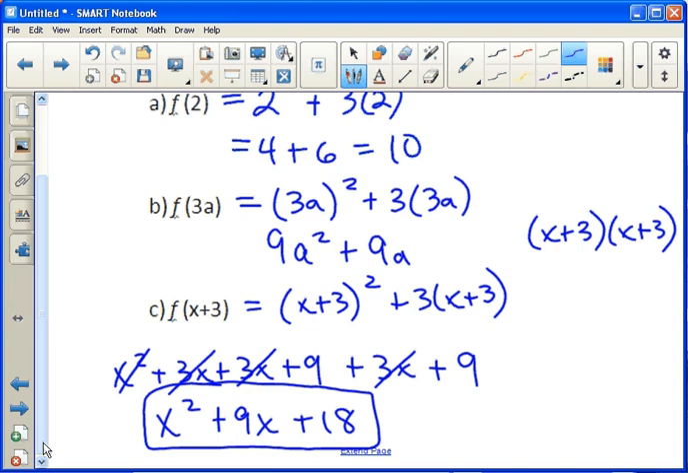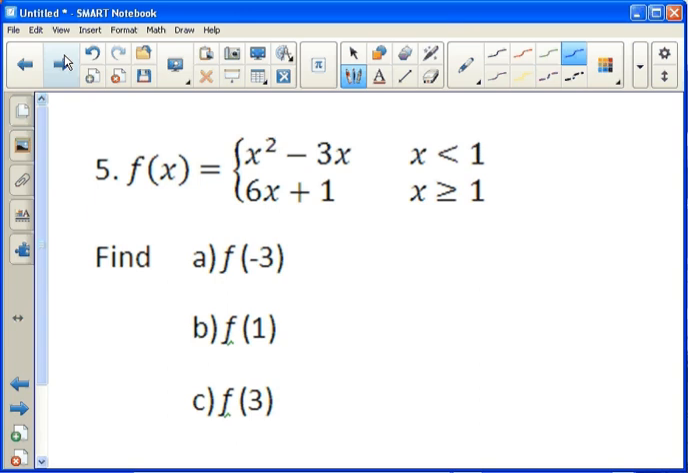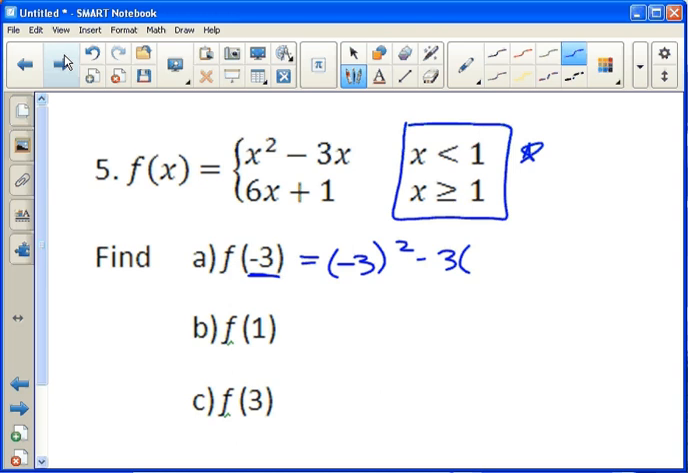Alright, now we have a piecewise function where we're supposed to evaluate. We look at this part over here to tell us where we should plug in these numbers. For example, in this first one we have f of -3. Well, you just ask, is -3 less than 1 or greater than or equal to 1? Since it's less than 1, we would plug it in the top equation and do -3 squared minus 3 times -3. So that gives us 9 plus 9, because two negatives make a positive, and we get 18.